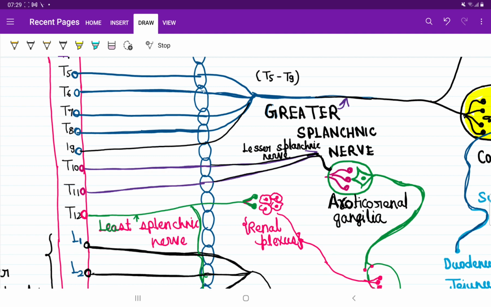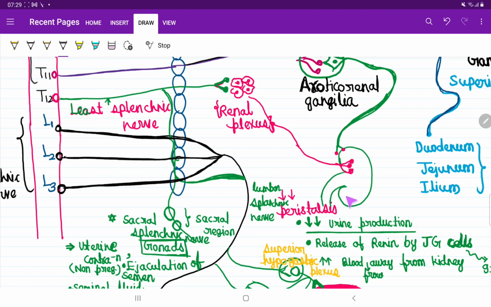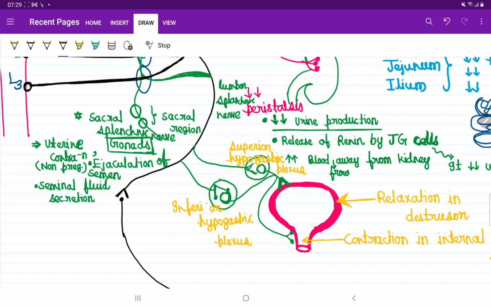Now the next one. See this T10 and T11, they cross the sympathetic chain, join each other and form the lesser splanchnic nerve. This lesser splanchnic nerve is also forming one ganglia. This collateral ganglia is called the aorticorenal ganglia. This aorticorenal ganglia supply our kidneys.